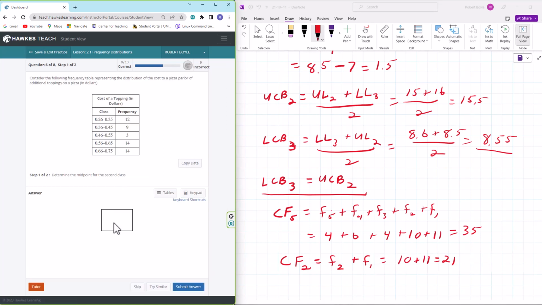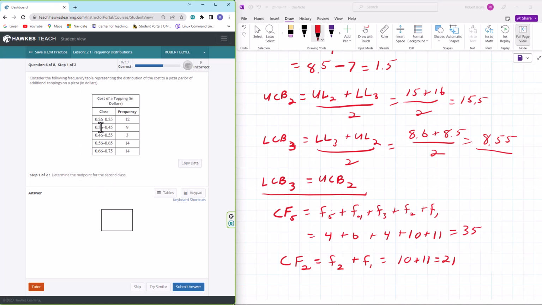And now we are more than halfway through. Okay, so here we want to consider the following frequency table representing the distribution of the cost to a pizza parlor for additional toppings on a pizza. Okay, so here they are. And we want to determine the midpoint for the second class.